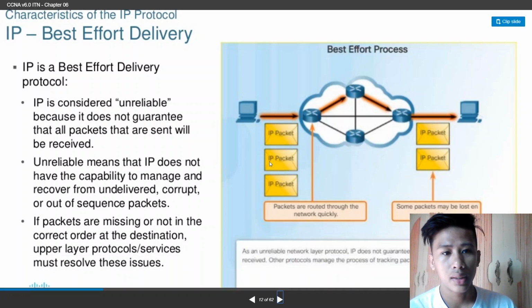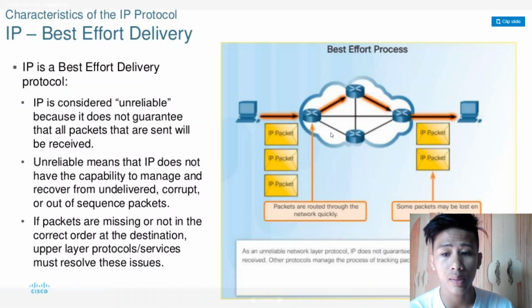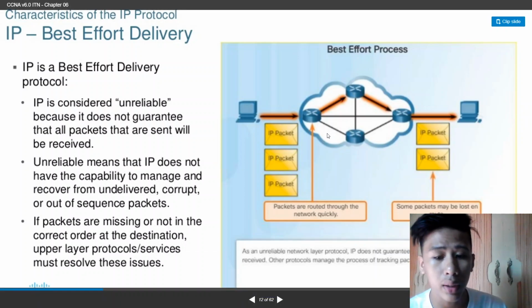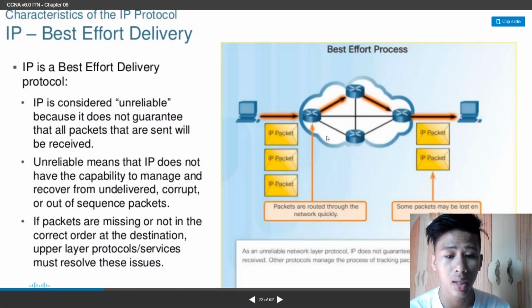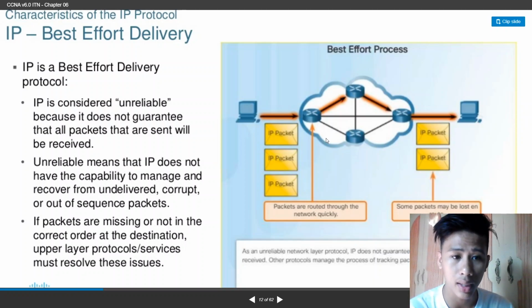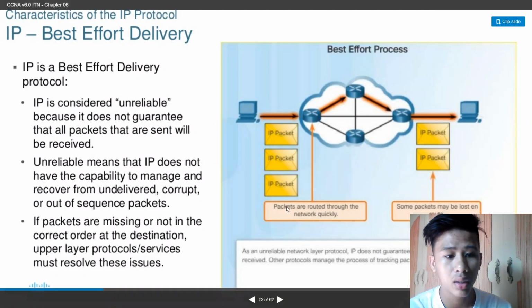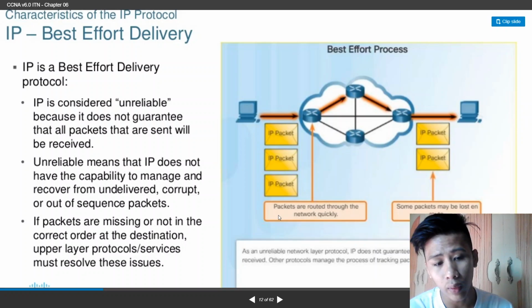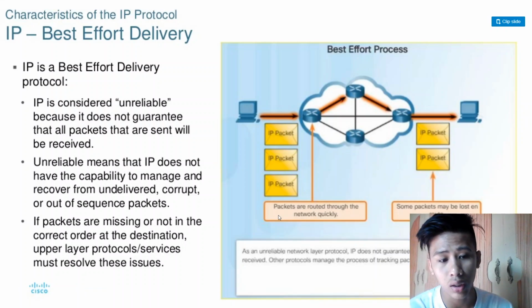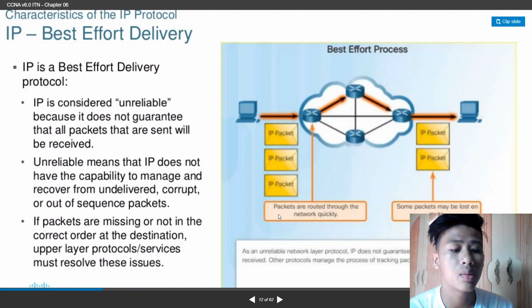This is IP best effort delivery. The packets are routed through the network quickly, and some packets may be lost en route. As an unreliable network layer protocol, IP does not guarantee that all sent packets will be received, and other protocols manage the process of tracking packets and ensuring their delivery. IP is considered unreliable because it is not guaranteed that all packets will be received. If packets are missing or not in the correct order or destination, other protocols must resolve these issues.